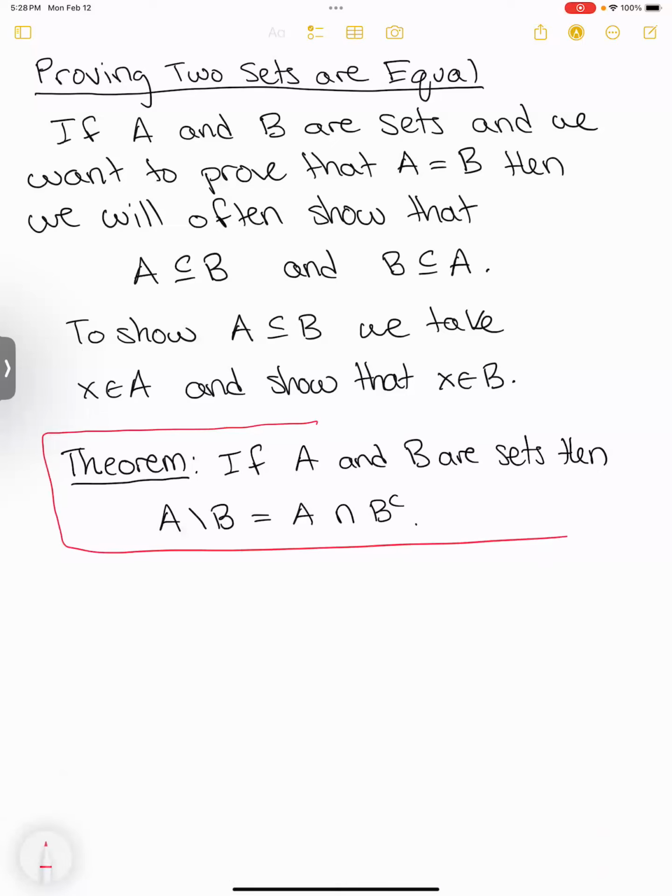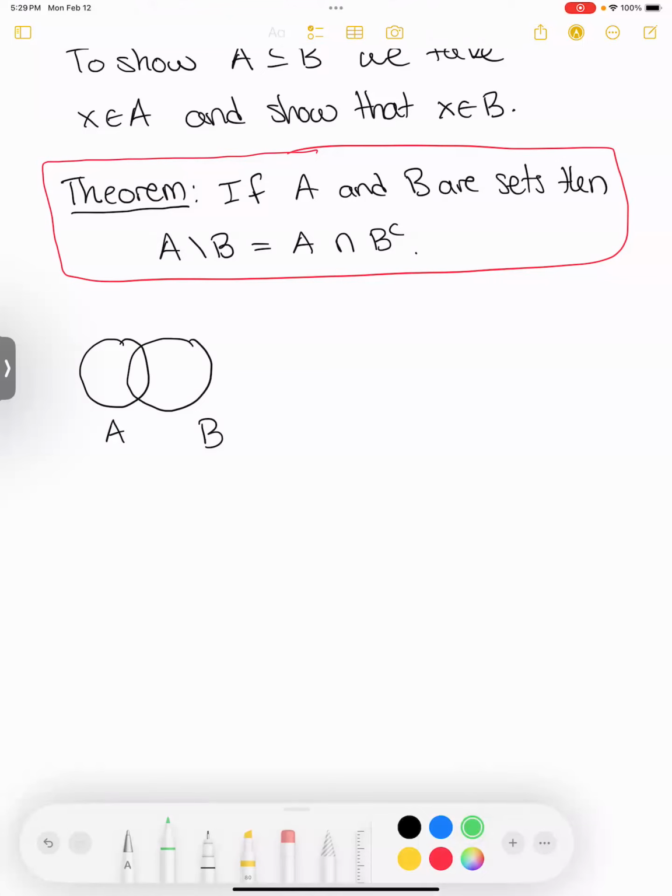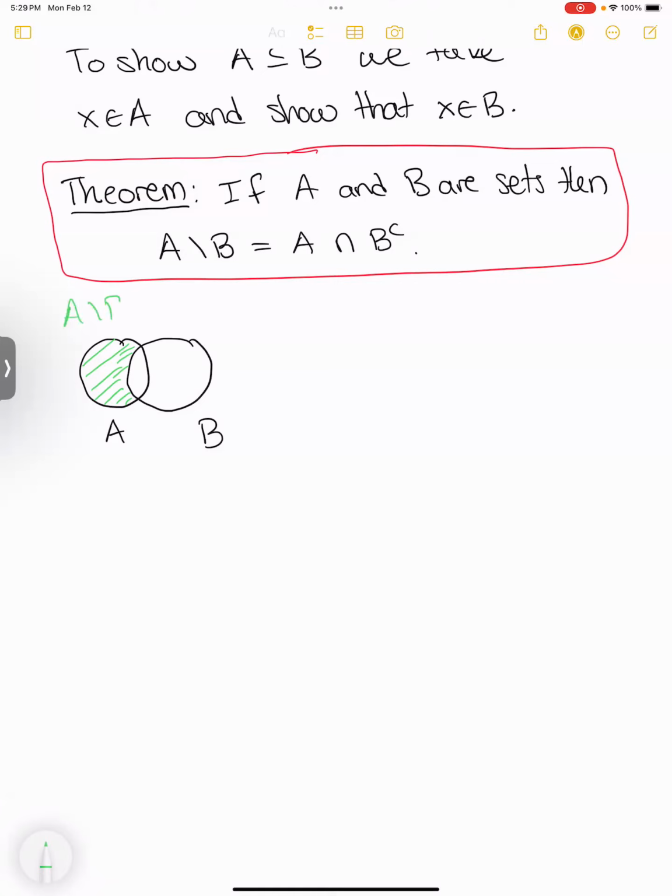Let me put this theorem in a box. Now, before we prove this, let's just make sure that we understand what this set operation is talking about, right? So let's just draw a simple picture. On the left-hand side, if we have A and we have B, then A set minus B, let's use a different color, is this part right here. It's the part that's in A, but not in B, right? So that's A set minus B.